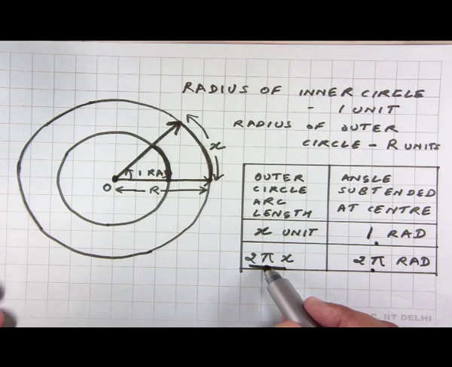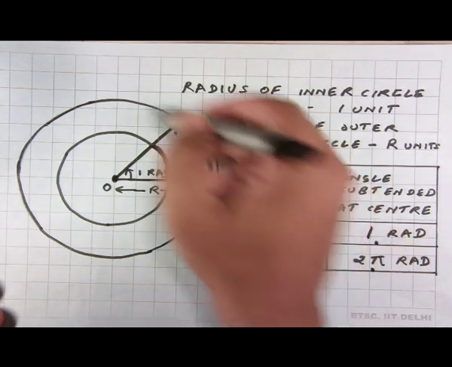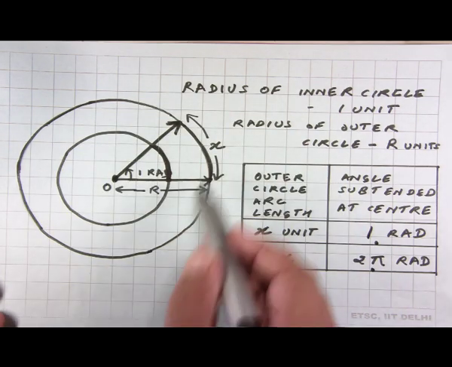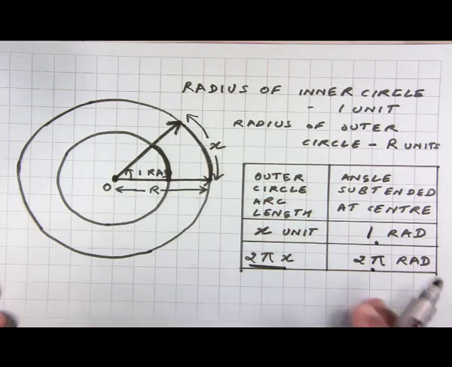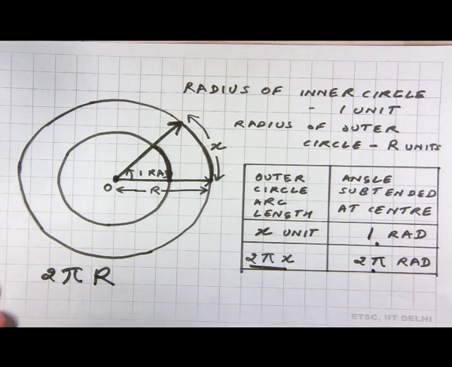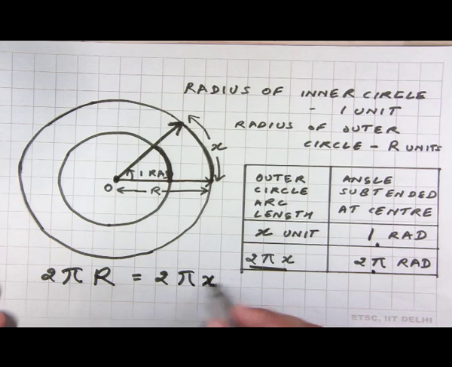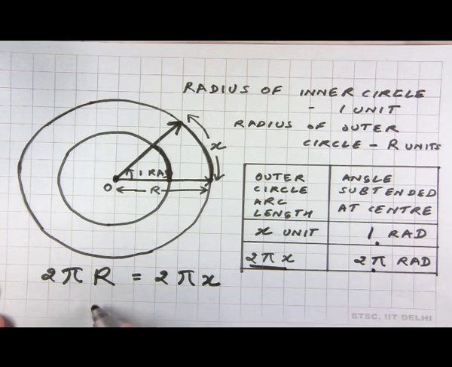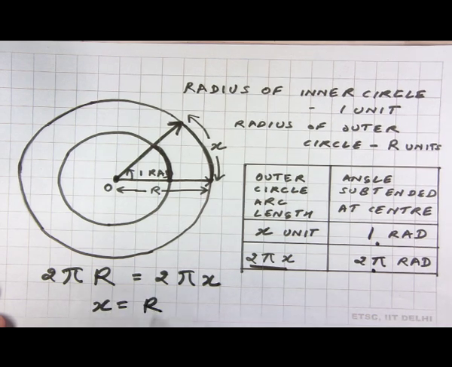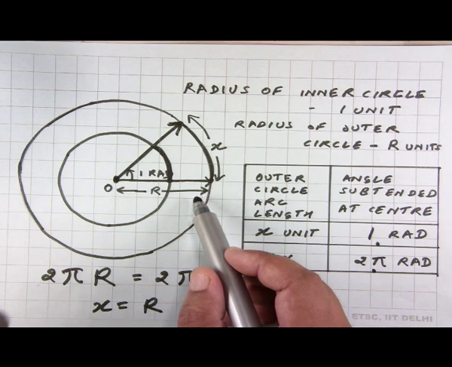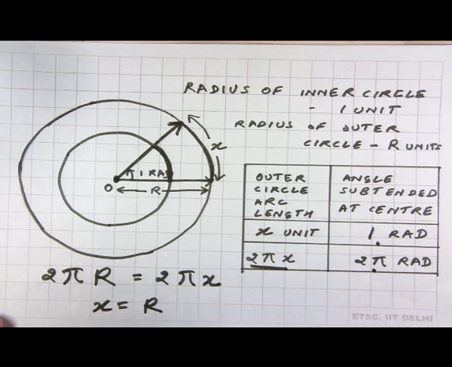But then we know that the arc length for a full complete revolution is nothing but the circumference of the outer circle, which is 2 times pi times r, and that should be equal to 2 times pi times x, because that is what we got from this table. Therefore, this x should be equal to r units.